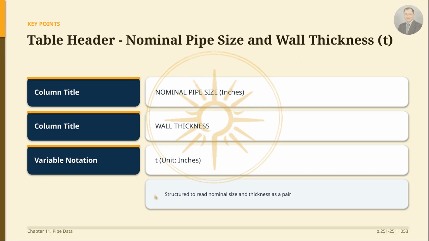I will now introduce the nominal pipe size and wall thickness columns of the pipe data table header. This area presents the nominal pipe size in inches and places the corresponding wall thickness T alongside it. The unit for wall thickness is also inches. By reading the nominal size and thickness as a pair, you can intuitively understand how the thickness increases as the schedule number rises for the same outer diameter.